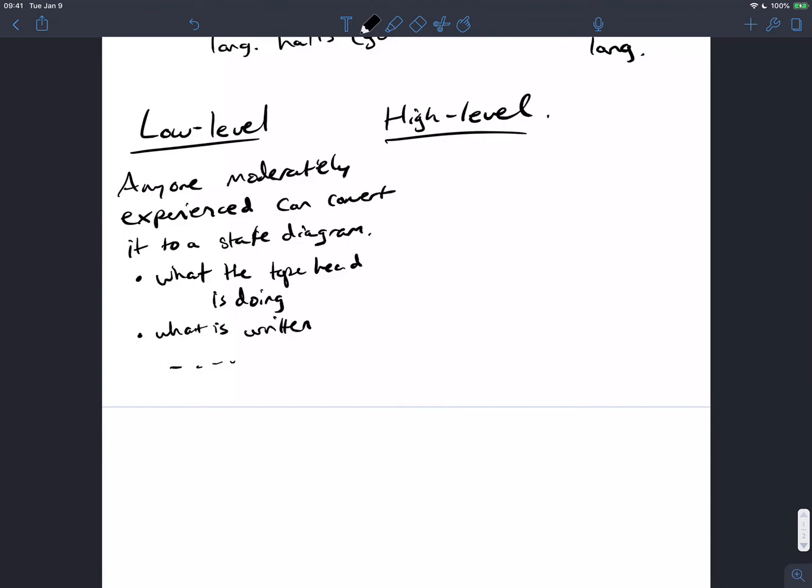So what do you think a high-level description would be then? It's actually the exact same thing, but you can convert the high-level description into a low-level one. So it's an abstraction from the low-level thing.